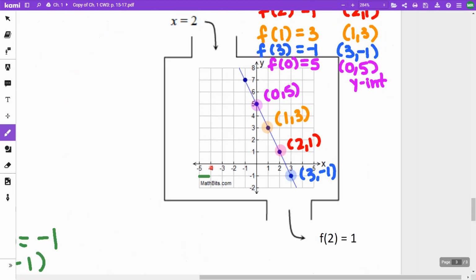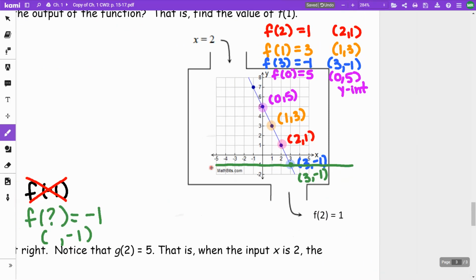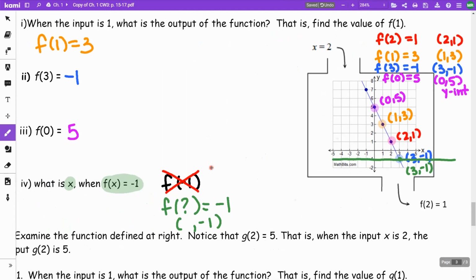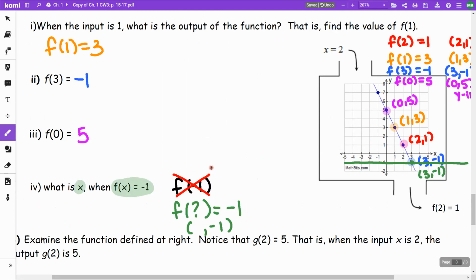And so if I come here to where my y is -1, this green line that I'm writing, you see that that happened when I had 3, -1. So when they're asking us what x gave us an output of -1, that is... so x is not -3, I apologize. It was +3.